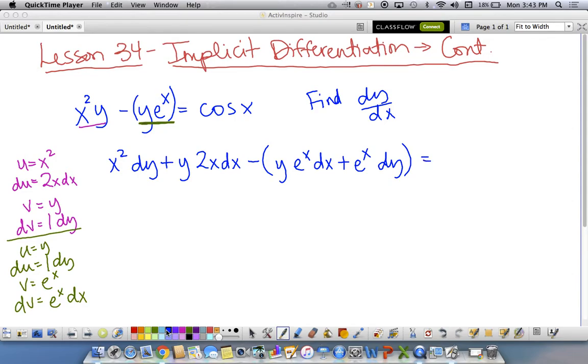equals, now cosine x is not a product rule, but what's the derivative of cosine x? Is it negative? Yeah, and don't forget our differential this time, Miss Evans. I know. These are getting very long. Yes, they are. It's okay. So now that's our first step. First step is the same every time. Take the differential of every piece.